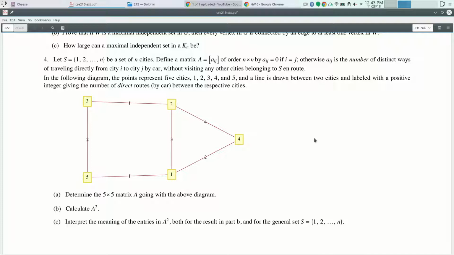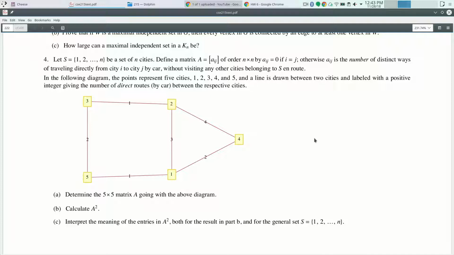Okay, so a_ij equals 0 if i equals j. Otherwise, a_ij is the number of ways to get from i to j, which is given to you by the weight. So you make this matrix A. It's a 5 by 5 matrix. Okay, so I want to see that matrix. And then part B, it says calculate what A squared is. So A squared is multiplying A by itself as a matrix.